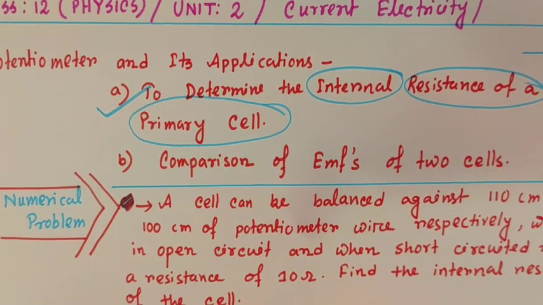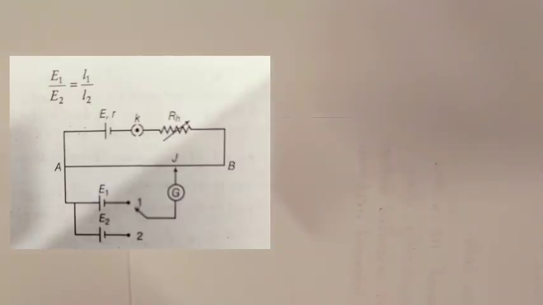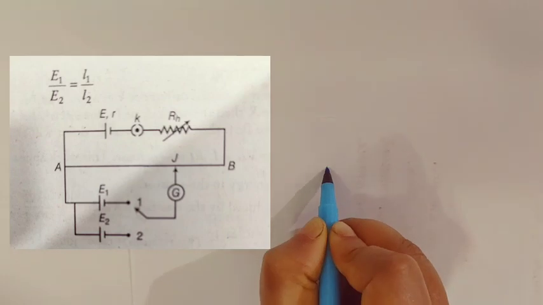Now next, comparison of EMFs of two cells. To compare the EMFs of two cells, we need this diagram. Here in this diagram, let L1 and L2 be the balancing lengths with the cells E1 and E2 respectively. I repeat, let L1 and L2 be the balancing lengths with the cells E1 and E2 respectively. Then what we can write from this figure?